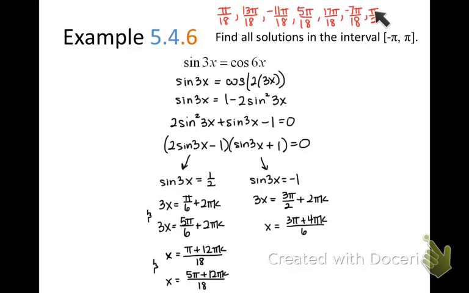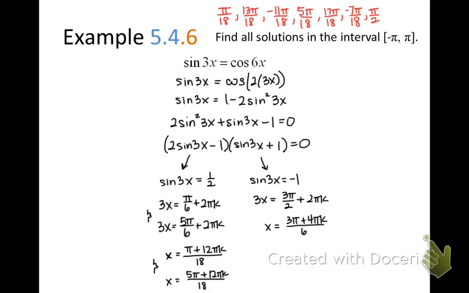Is that outside of my interval? Yes. If I subtract 4 pi, I'm at negative 3 pi over 2. Is that outside of my interval? Yes. Negative 3 pi over 2 is bigger than negative pi in the negative direction. Right? In this interval, you cannot have a numerator bigger than the denominator. Okay, so that's all your solutions.